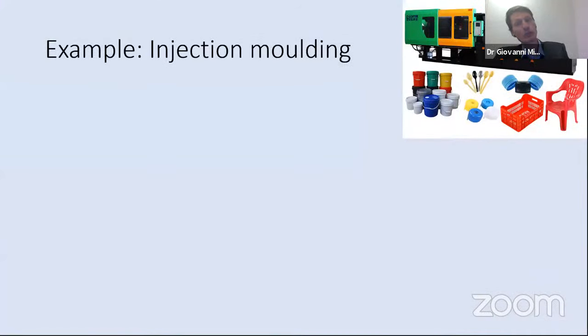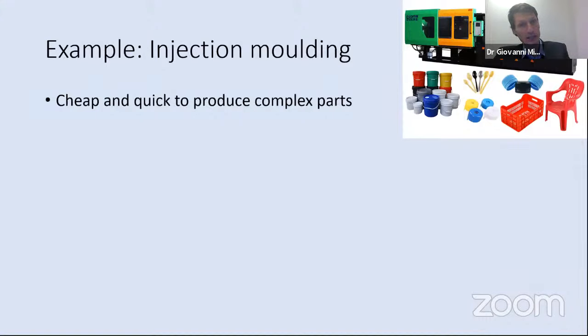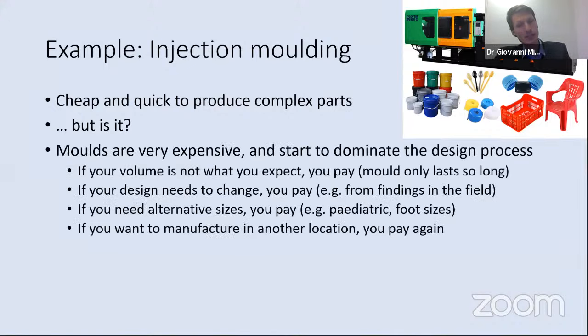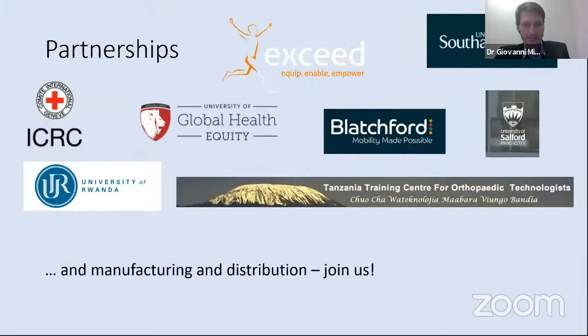Speaking about injection molding, which is what many people want to know about, it's cheap and quick to produce complex parts, but there's a secondary effect. The molds are very expensive and they start to dominate the design process. So if your volume, if you don't sell as many as you want, you pay extra. If your design needs to change, you pay extra. If you need alternative sizes, you pay extra. So it's a very good technology, but it needs to be used with care.